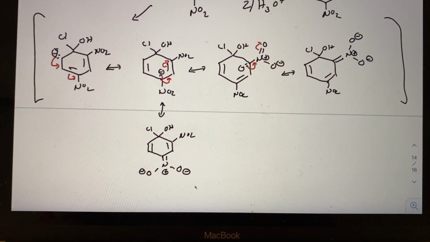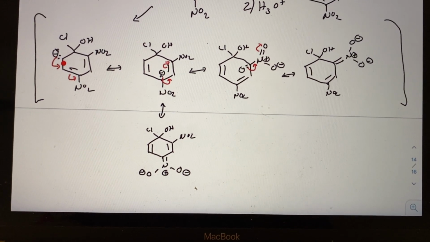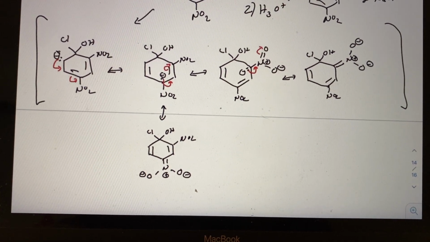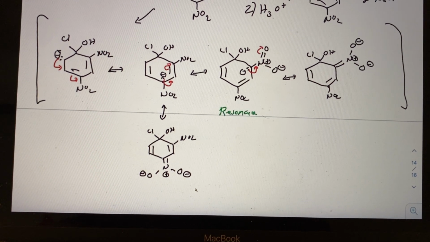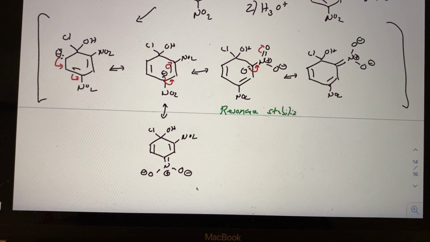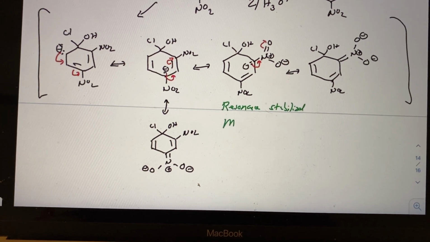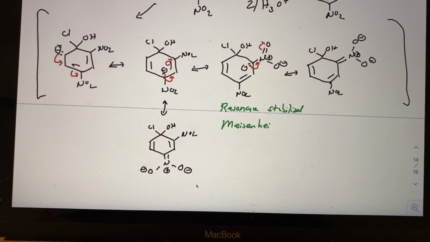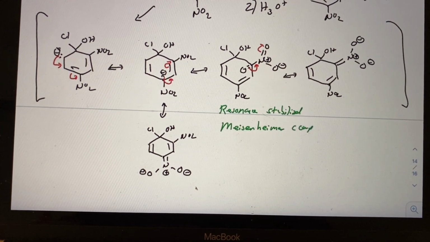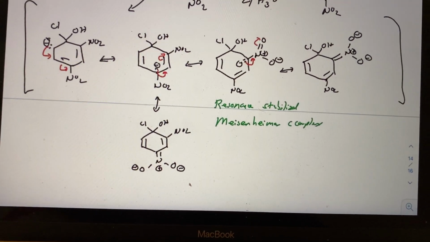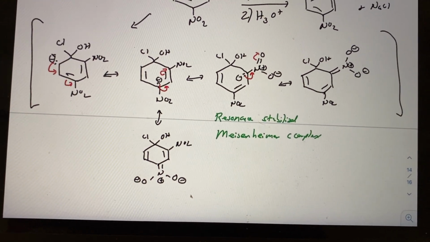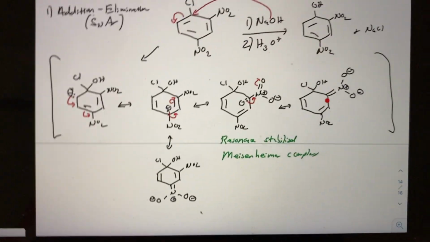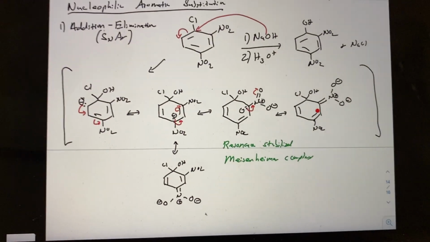So this is unfavorable, forming this negatively charged species. We're breaking aromaticity, but we have resonance stabilization. So it's all resonance stabilized. And this is known as the Meisenheimer complex. Okay, so now we're not quite to our final product yet. So we generated this resonance stabilized intermediate. We've shown that the nitro group can participate directly in resonance stabilization. But now what we need to do is kick out the leaving group.